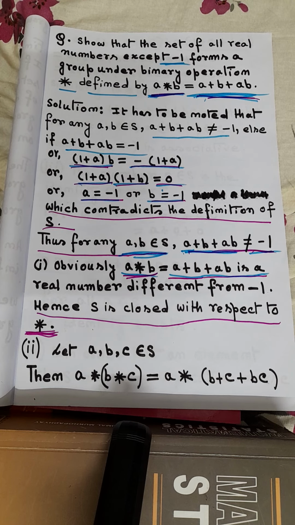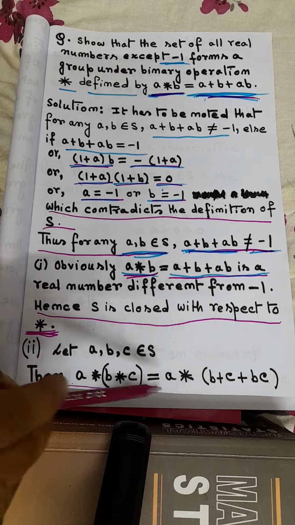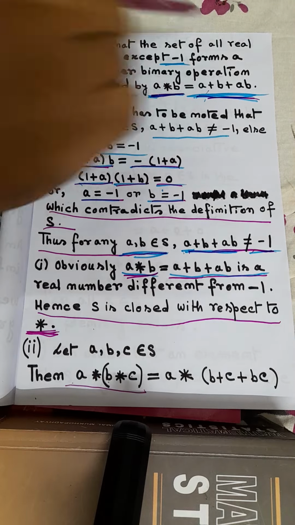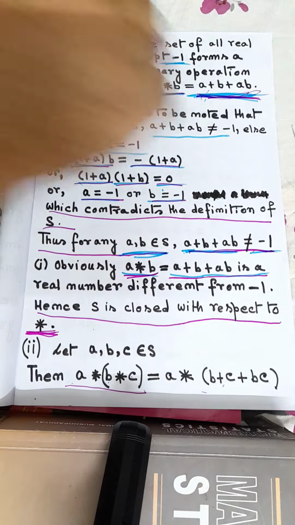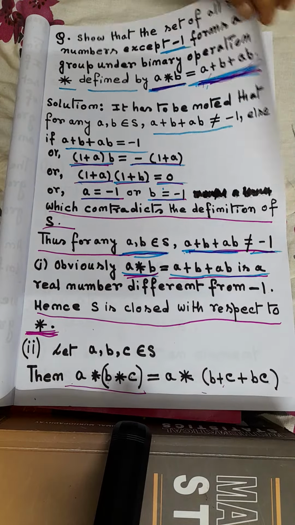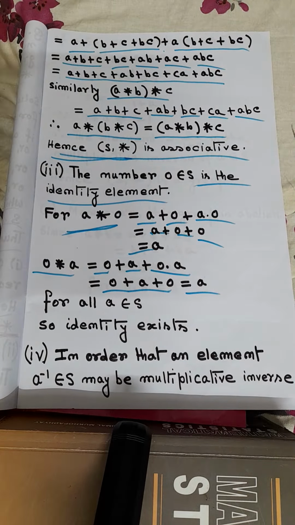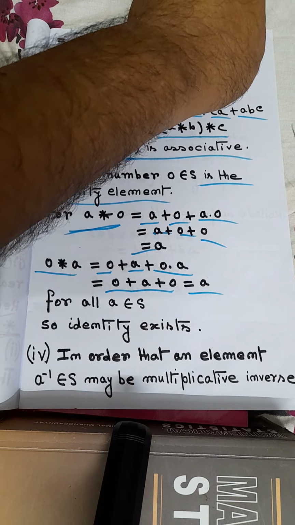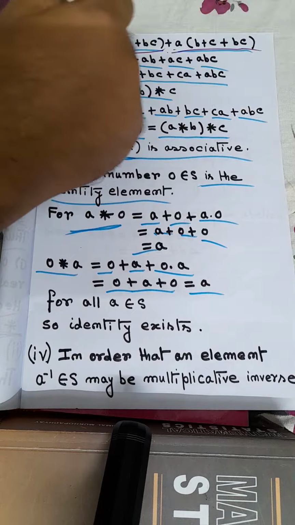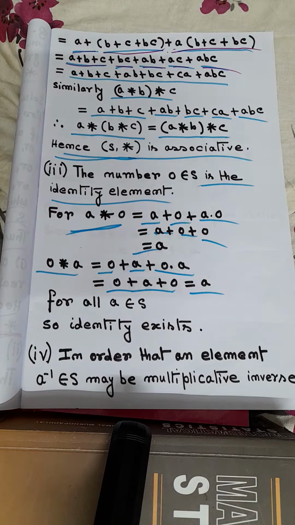Now we have to check whether it is associative or not. For that we can write a binary operation (b binary operation c). Now we know that b binary operation c equals what? b plus c plus bc, as per the definition of the binary operation. This question often comes in university exams, so you can follow that. So a plus (b plus c plus bc), a into (b plus c plus bc). So a plus b plus c plus bc plus ab plus ac plus abc, correct?